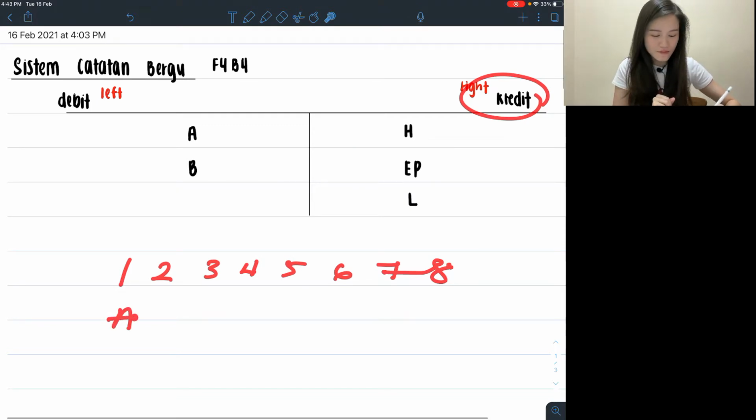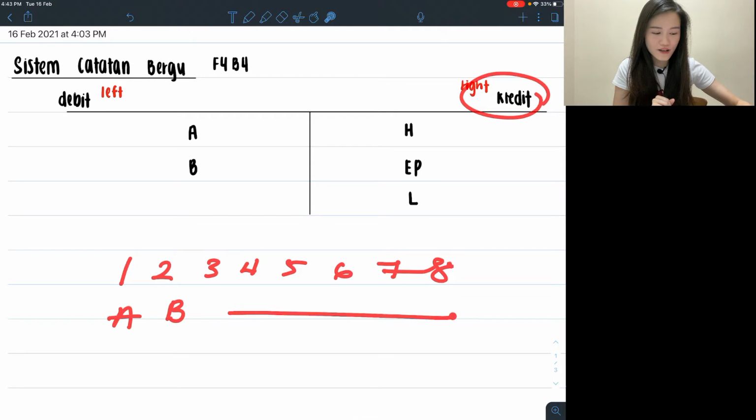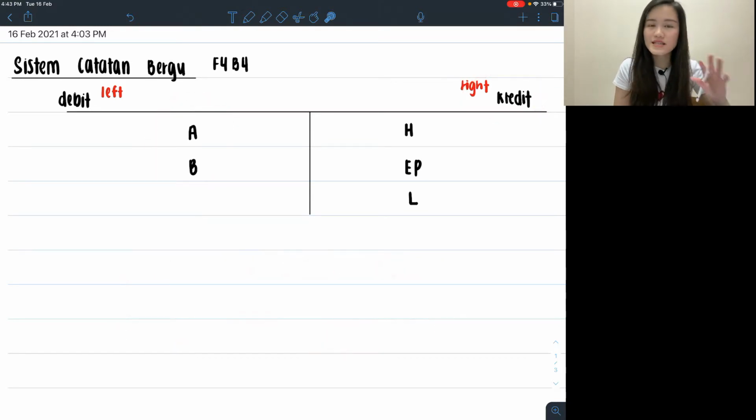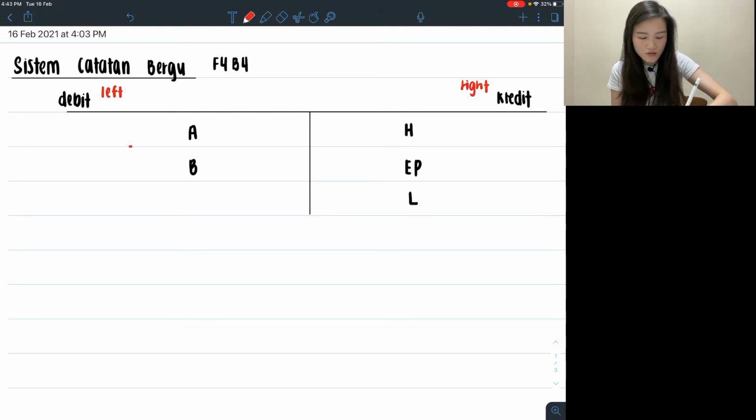A, B, and then the rest of the alphabets will sit on where? Will sit on the right hand side. So this is how you should remember. Asset and belanja will always be on the debit, while the rest of the alphabets are on the credit side. Okay, so why do I need to know the debit and the credit? The usage of them is to tell you where their positive side is.